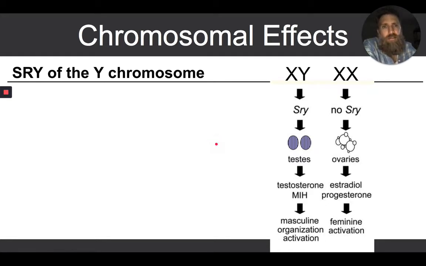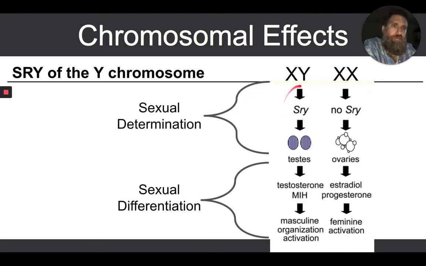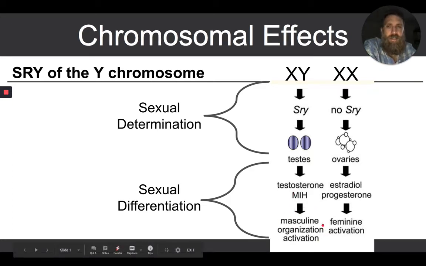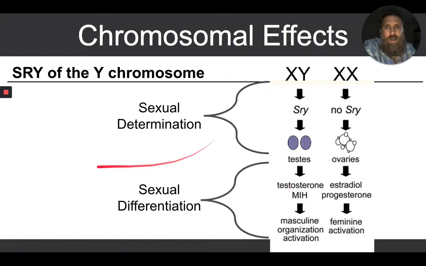So here I have a picture of the old model, right, where it's really whether or not you have the SRY or not that dictates, via this sort of long physiological cascade, your ultimate sexual differentiation. But we'll see that that's not the case, that it's not just this one gene. And the vast majority of this research is relatively new, about the last 15 years. So this is very much a new model.